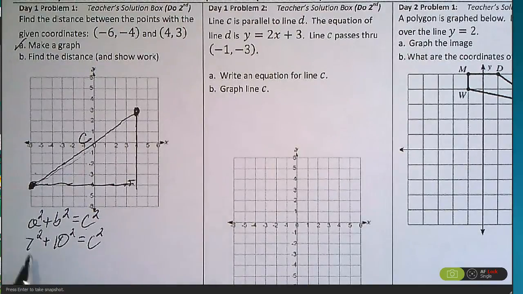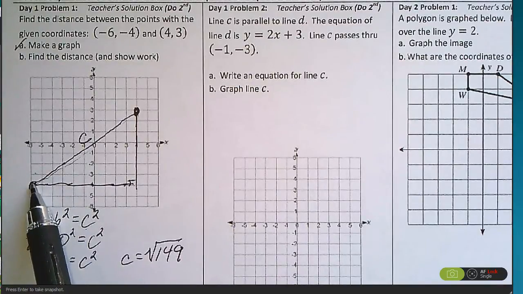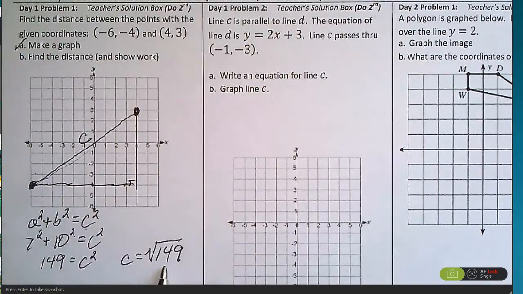Let's evaluate this. 7 squared is 49. 10 squared is 100. So this is 149 equals c squared. We can remove squaring to get the variable alone by using square root. So we have c equals the square root of 149. That is how long it is from this point to this point. If you like, you could take a calculator and get a decimal approximation for that, or just leave your answer using the square root symbol.